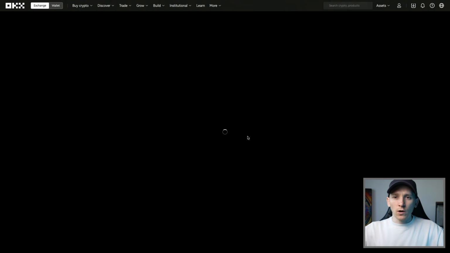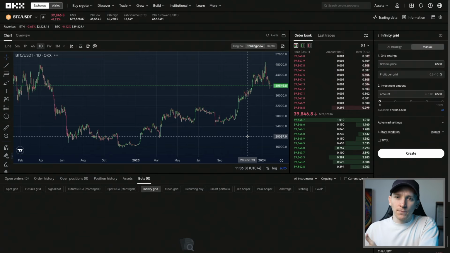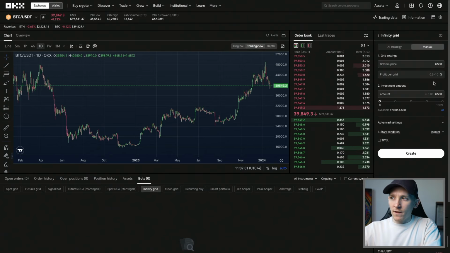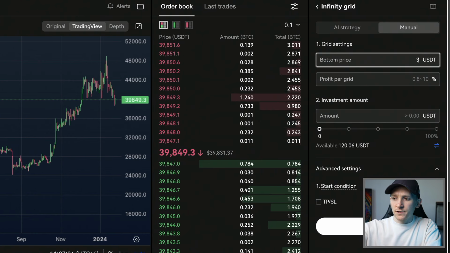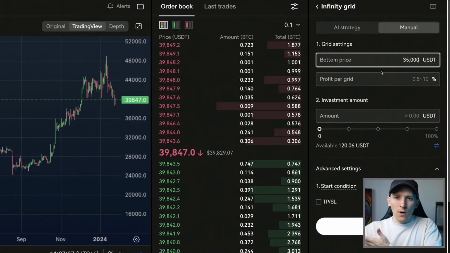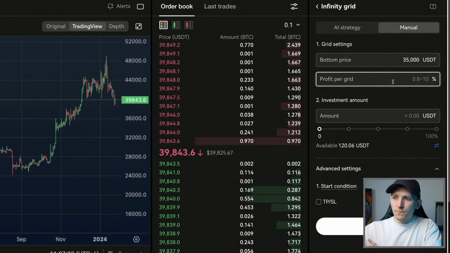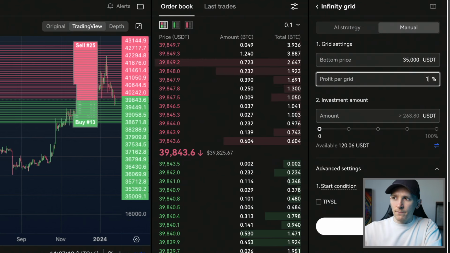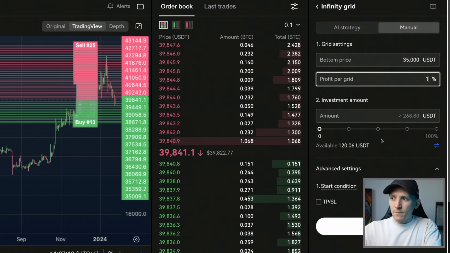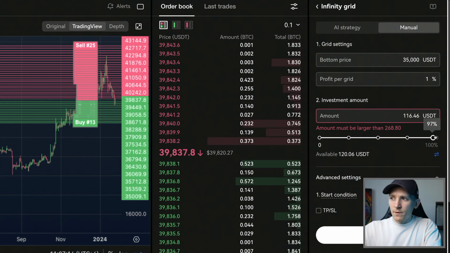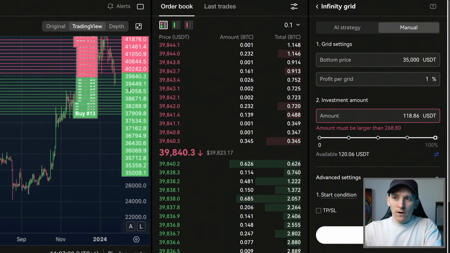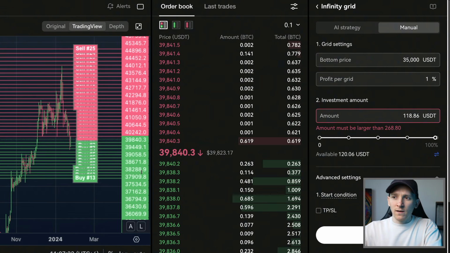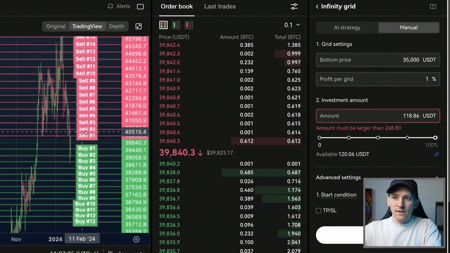Infinity Grid, longer term, where you just want to put some money in and you think the price will melt upwards with volatility. So you can choose a bottom price. So let's choose that. And then there's no upper price limit. So you can choose the profit per grid, let's say a 1% profit per grid, and then the investment amount. And you can see that the minimum investment amount is larger because you're having to spread your capital out over a larger amount of price levels, right? So there are more trades here and you can see them at 1% intervals.